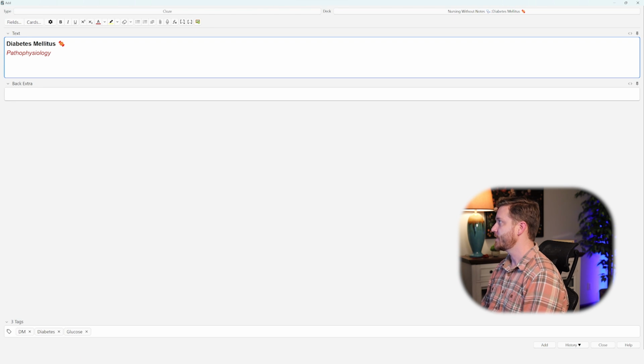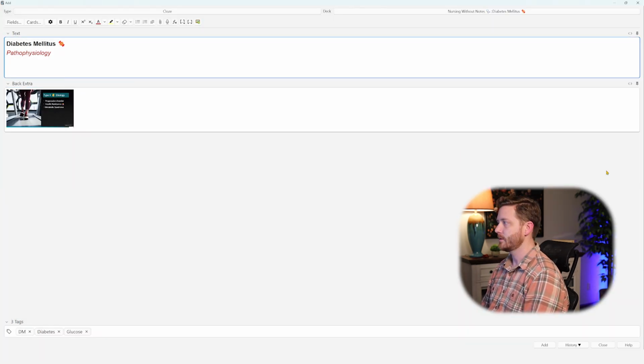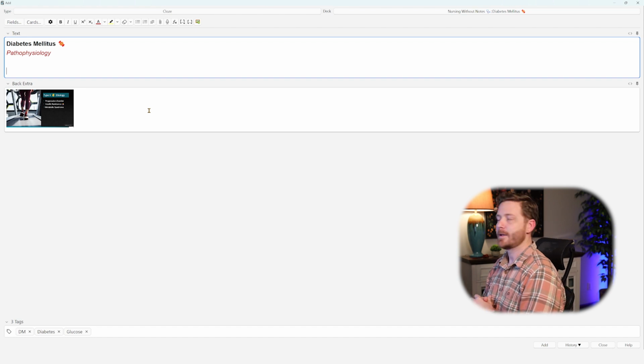All right, let's move to type 2. I'm going to grab a screenshot of our PowerPoint. That way it'll give us visual reminders. So with type 2, it's a gradual progressive disorder that is characterized by insulin resistance. So let's add us a card in there about that.